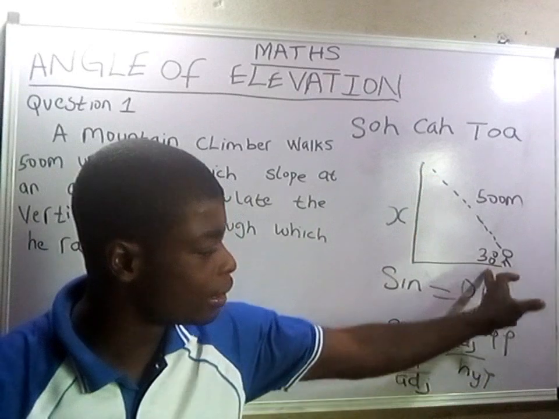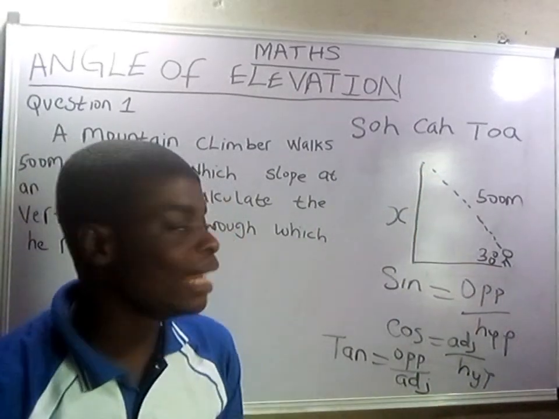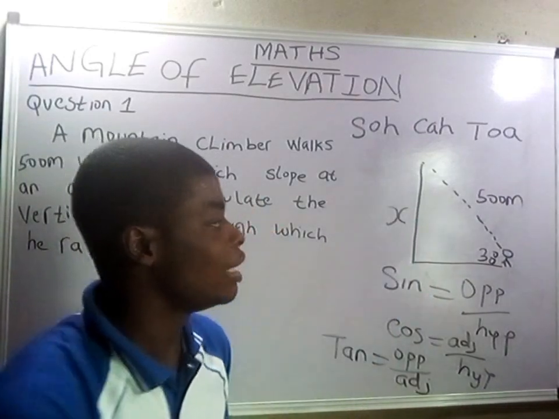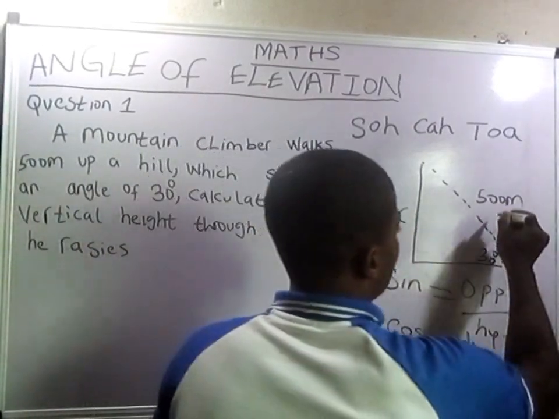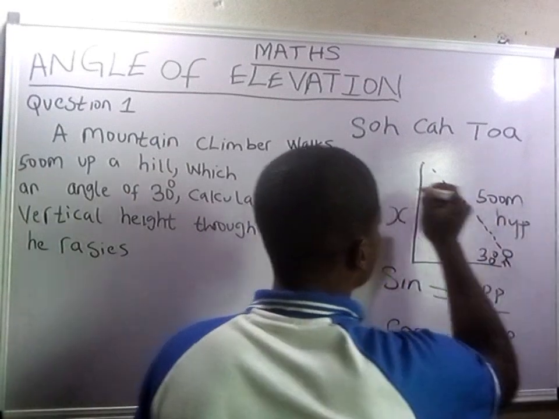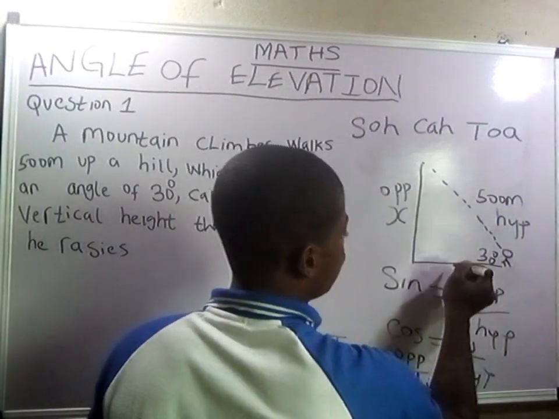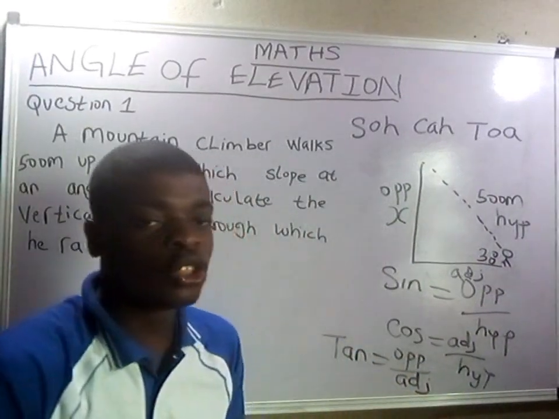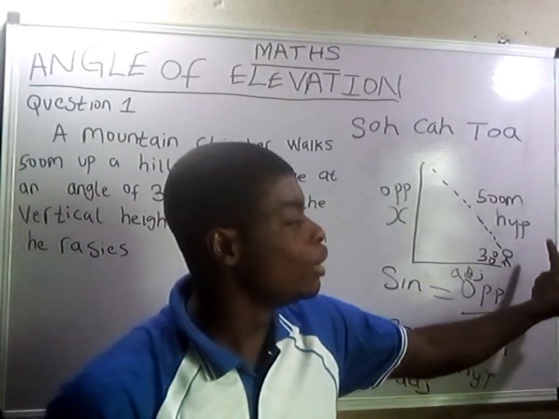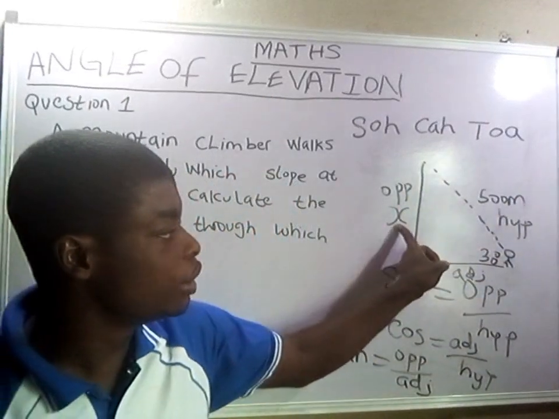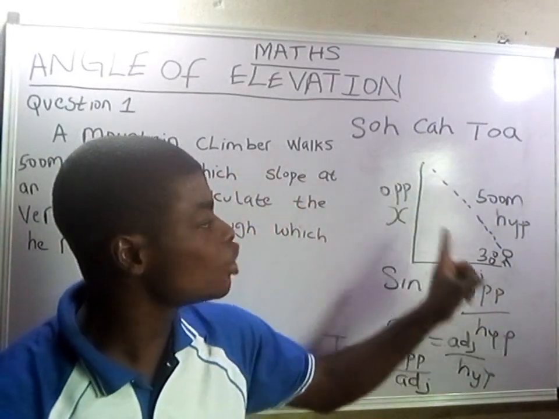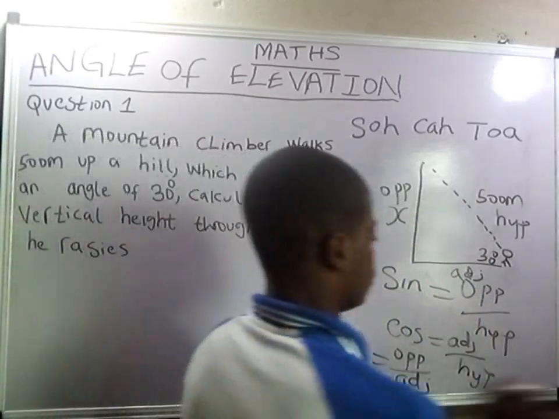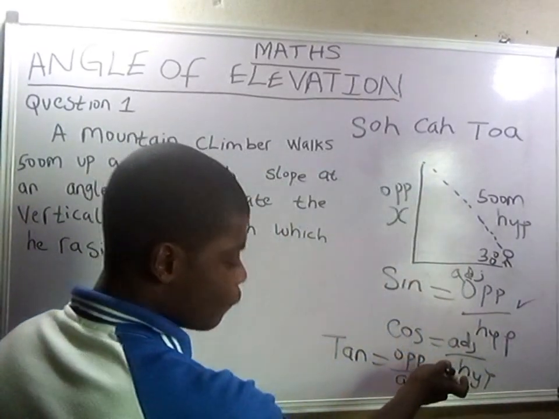So I'm able to bring it down. And this side is your hypotenuse, this your opposite, this your adjacent. I shall abbreviate them. In this question, we have the hypotenuse, and we have to look at the opposite. So look at the formulas. Which one has opposite and hypotenuse? Sine has. Cos doesn't have. Tan doesn't have.